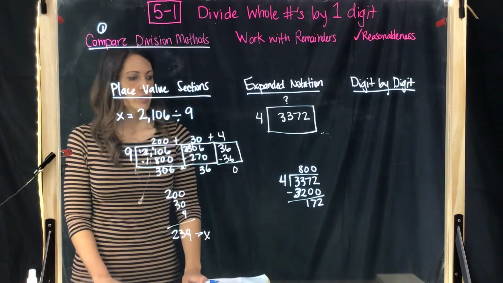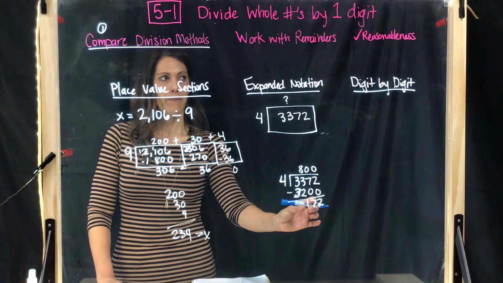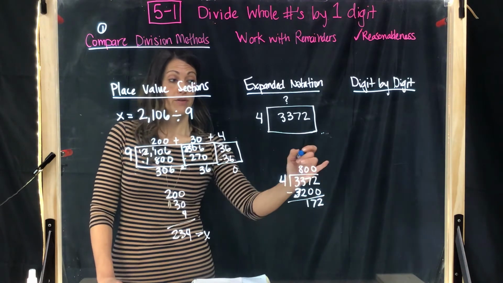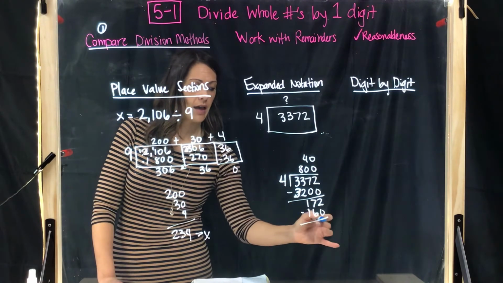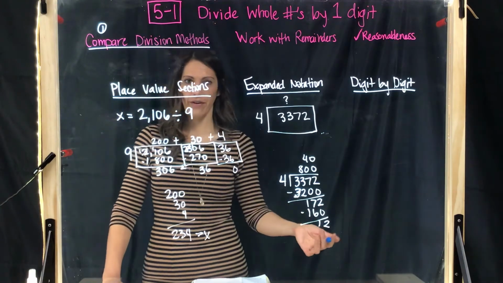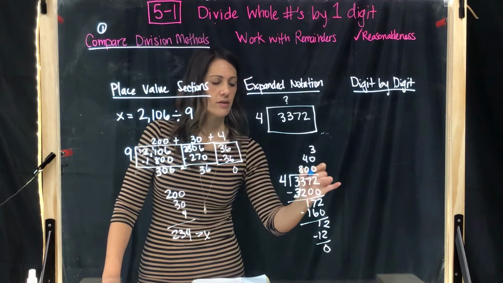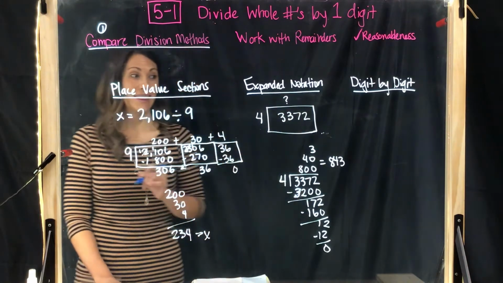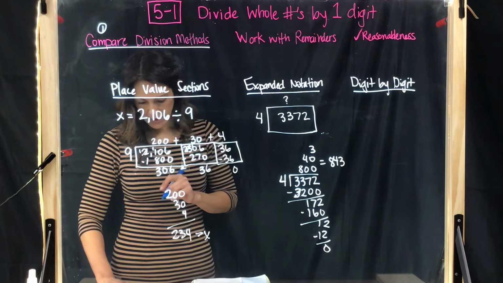4 goes into 172. Let's see. 4 goes into 1. No, 4 goes into 17. 4 times 4 is 16. So 4 times 40 would be 160. Okay. And I've got 12 left over. And 4 goes into 12 very evenly with a 3. There we go. And I take those numbers and I add them up and I will get 843 as my length. Okay. Let's take a look at number 3 on page 164.